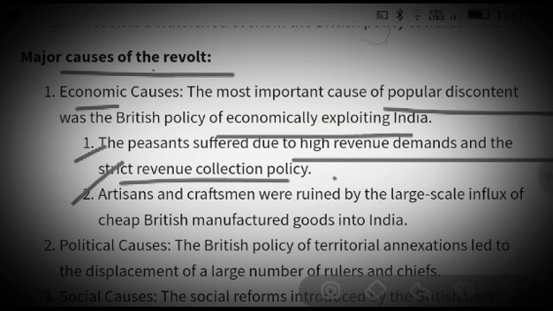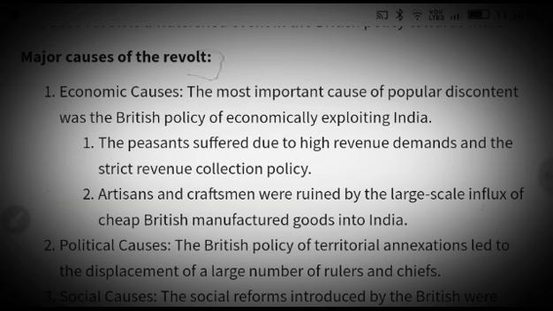And artisans and craftsmen were ruined by the large-scale influx of cheap British manufactured goods into India.